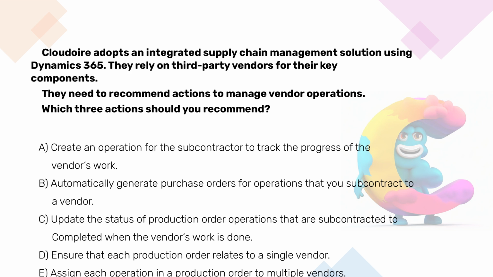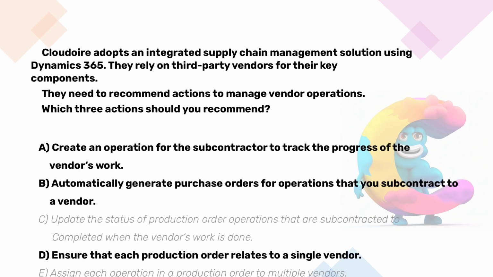C. Update the status of production order operations that are subcontracted to completed when the vendor's work is done. D. Ensure that each production order relates to a single vendor. E. Assign each operation in a production order to multiple vendors. Okay, now pause the video here, have a bit of think, and then continue when you are ready.